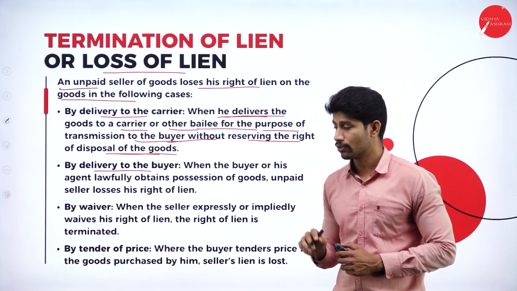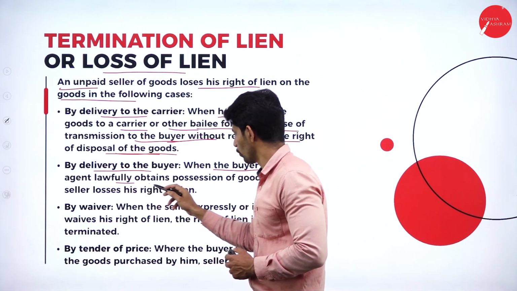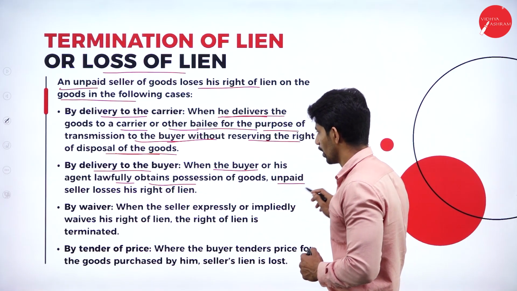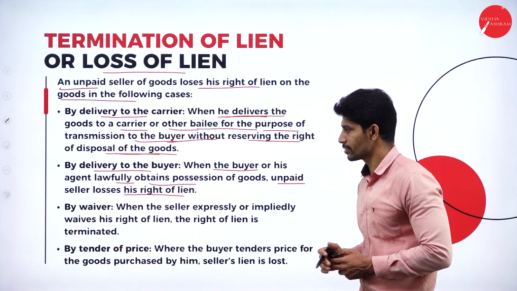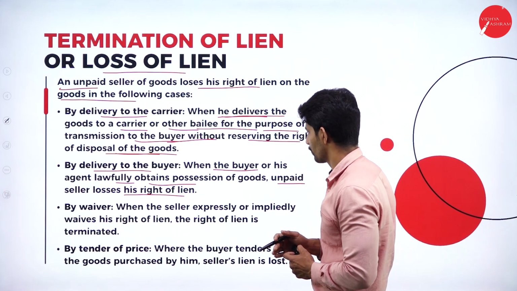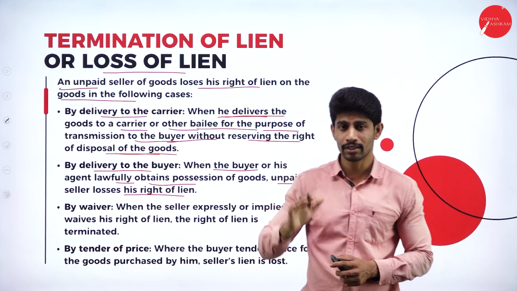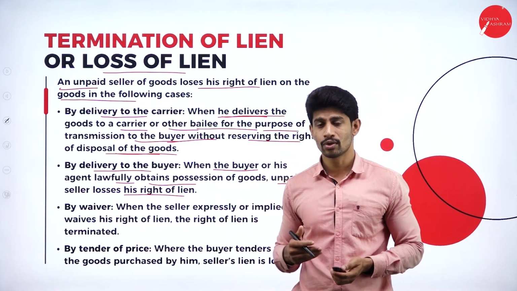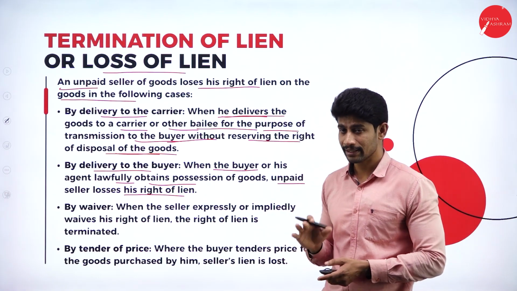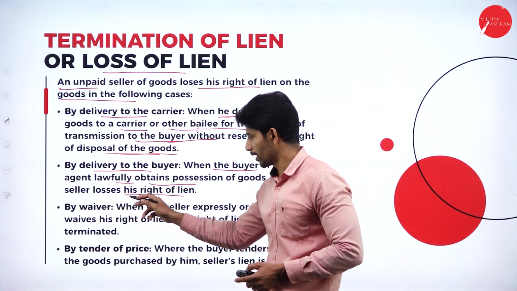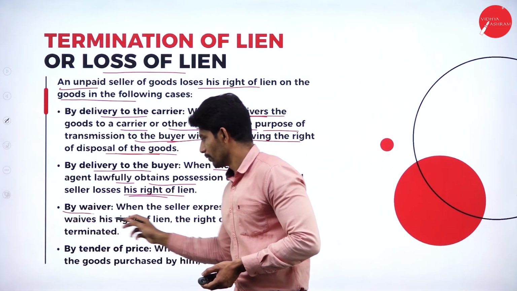Next, by delivery to the buyer. When the buyer or his agent lawfully obtains possession of the goods, the unpaid seller loses his right of lien. So once the goods are delivered and the buyer lawfully, legally possesses the goods, then you can't exercise the right of lien; you will lose the right of lien.